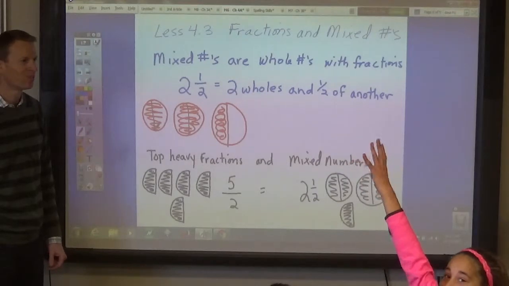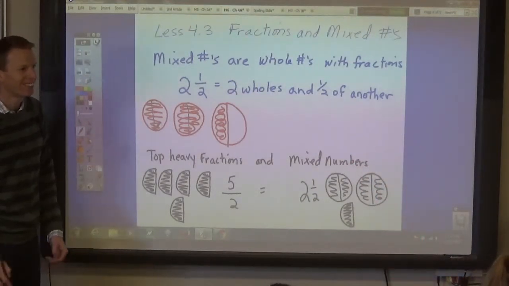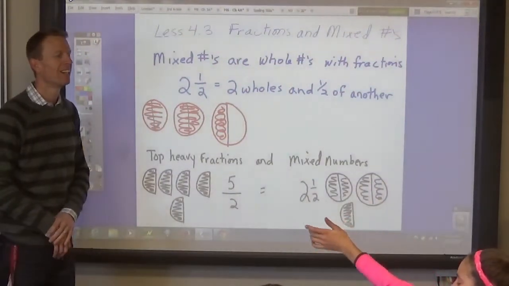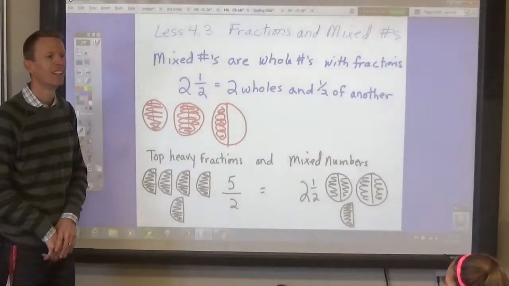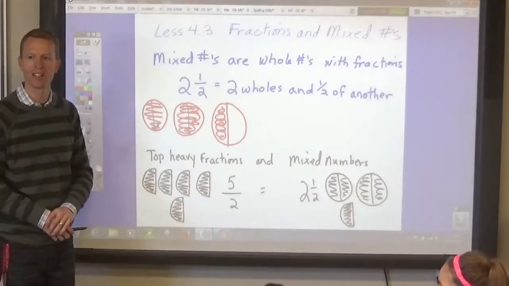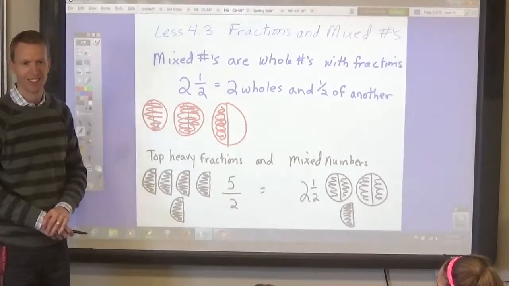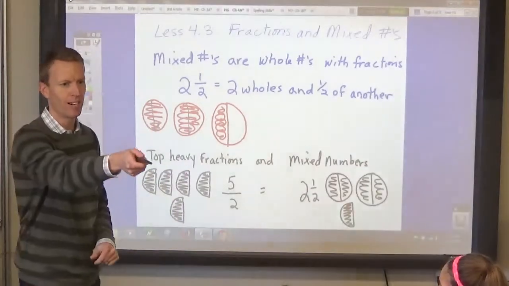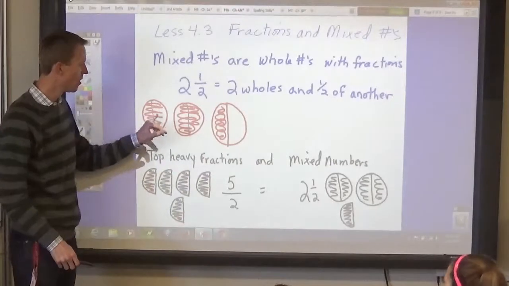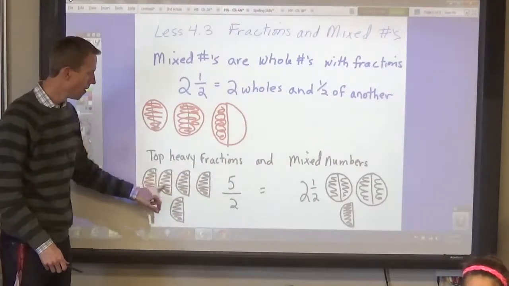Zoe. They're on the board here. Look up here. Nate. Pay attention here. I'm calling on people who are not looking. Actually, Brett is looking. Ready, Brett? What is it? 5 halves. 1, 2, 3, 4, 5.